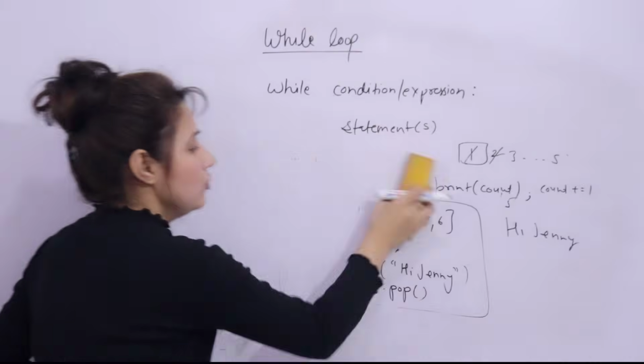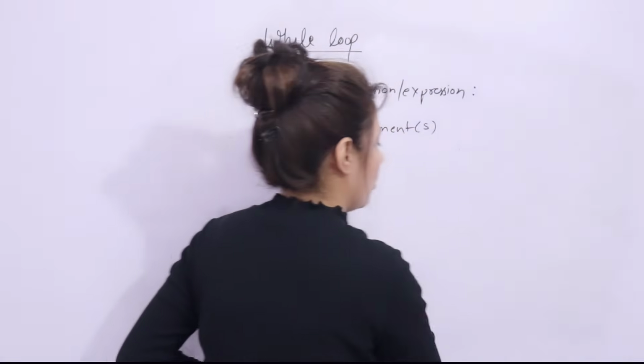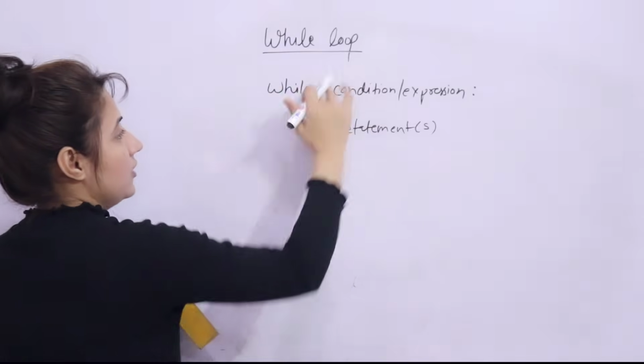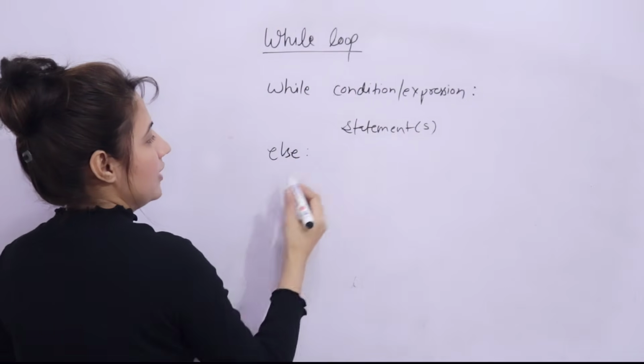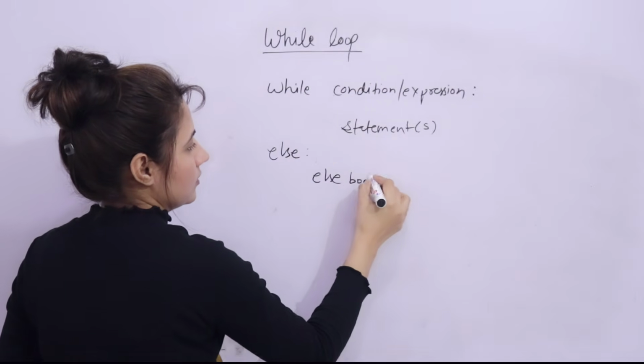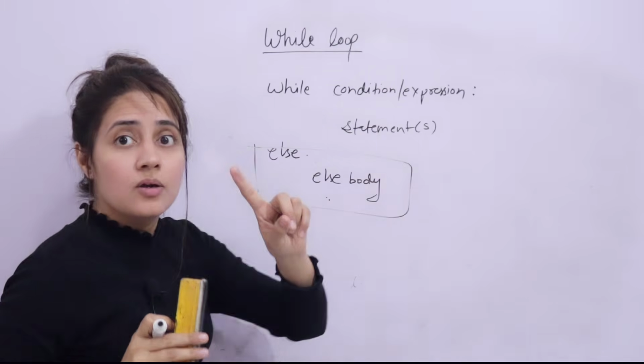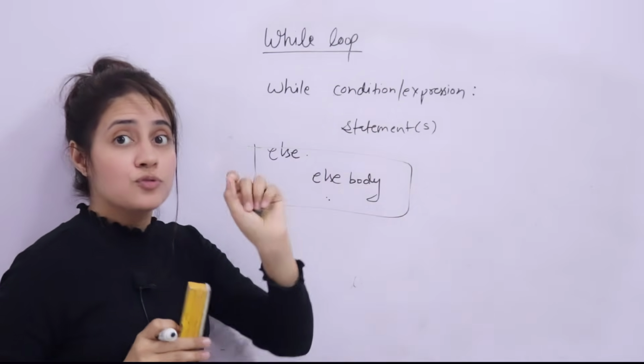Now how can you use while loop with an else block? Same as we discussed with for loop also. After this while body, we will have an else body, and this else body would be executed when this condition becomes false.